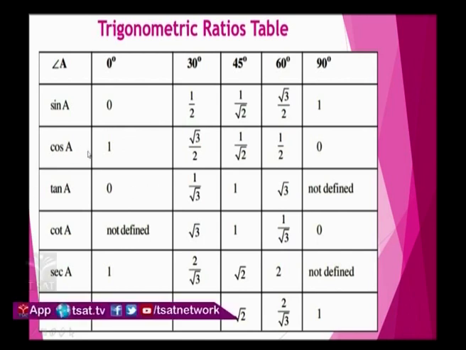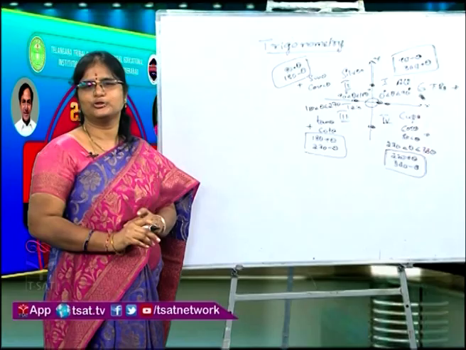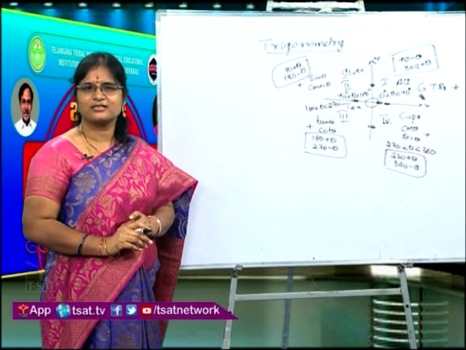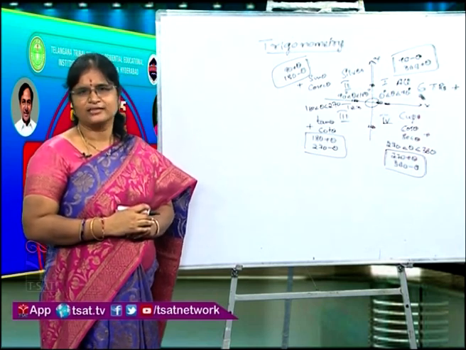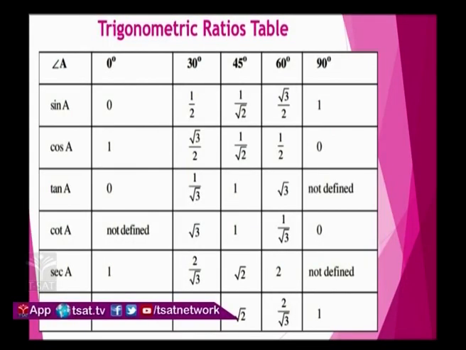For cos, if you observe, I have written in the reverse order: cos 0 is 1, cos 30 is root 3 by 2, cos 45 is 1 by root 2, cos 60 is 1 by 2 and cos 90 is 0. If you remember these values, we can generate any value, okay children, because tan is nothing but sine by cos. If you observe, tan 0 is 0, because sine 0 by cos 0 is 0 by 1.